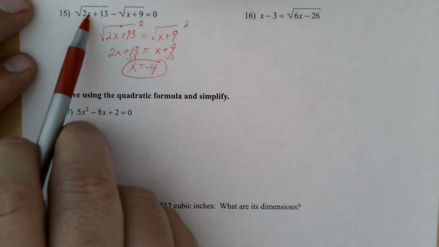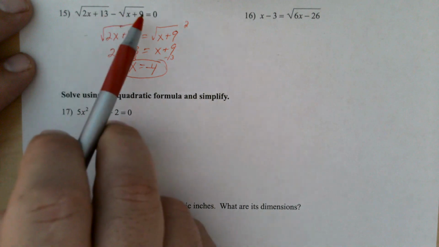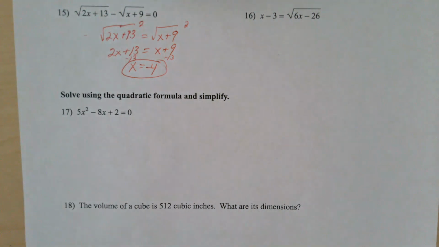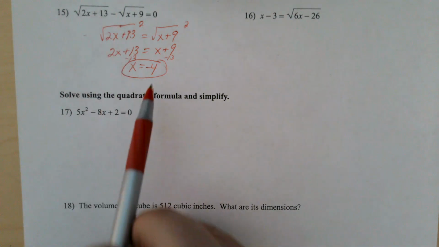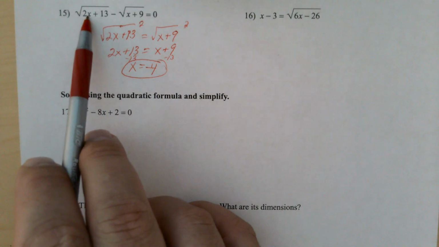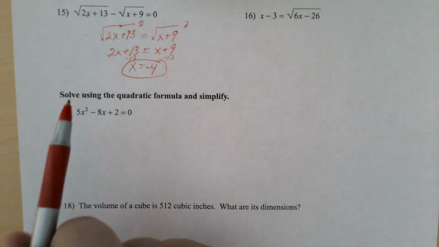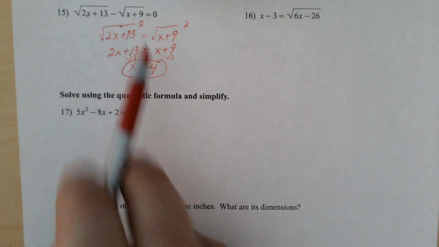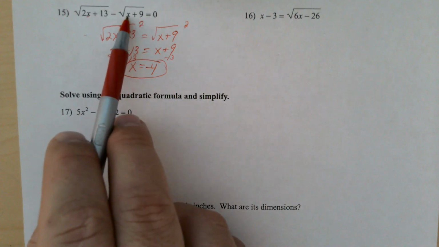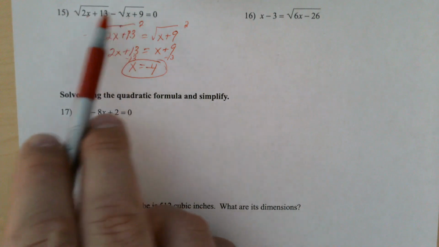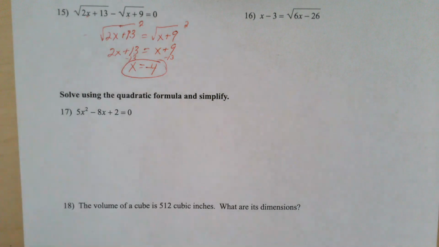If you replace this x with a negative 4, you will get 0 as your answer. So just keep that in mind. I'll just show this. If you plugged in a negative 4 here, you have negative 8 plus 13, which is root 5. If you plug in a negative 4 here, you also get root 5. Root 5 minus root 5, that's where we get a 0. So the only answer is negative 4.